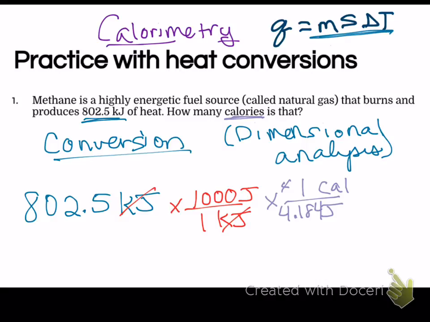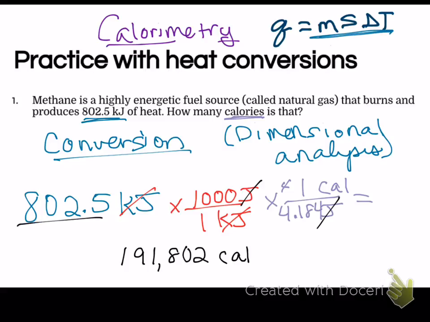Okay, so when I put this in my calculator, I'm going to go 802.5 times 1,000 because the 1,000 is on the top there, and then divided by 4.184. And so the answer that my calculator gives me, I'm going to write the whole thing down and then we'll figure out significant figures. The answer that it gives me is 191,802, and I know this is calories because that's the only unit that did not cancel.